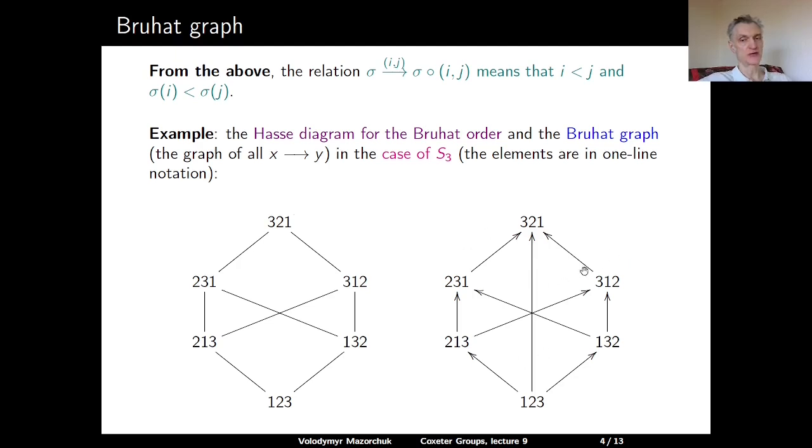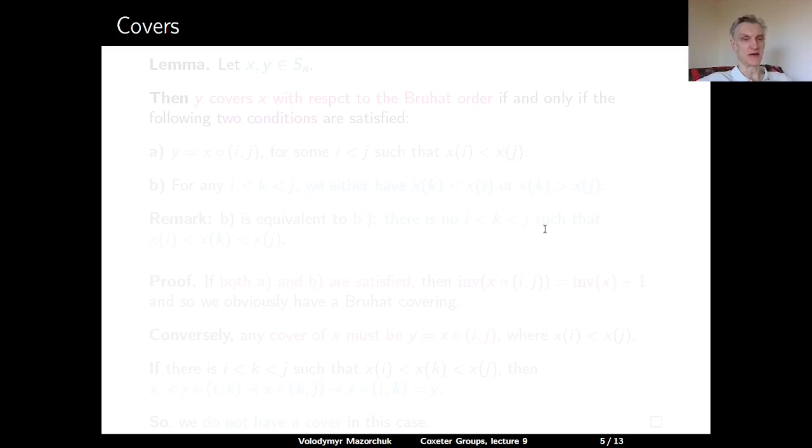If you look at the Bruhat graph, we have one additional arrow, and that's an arrow from 123 to 321, which corresponds to the fact that (1 3) is in fact a reflection. Now let us describe covers.